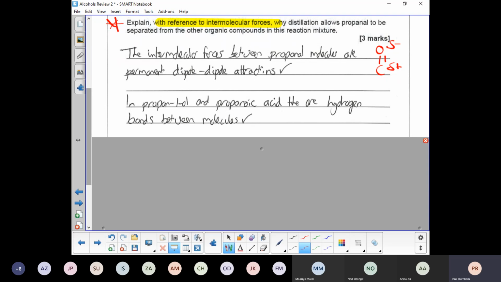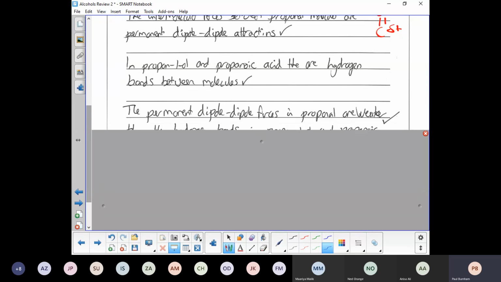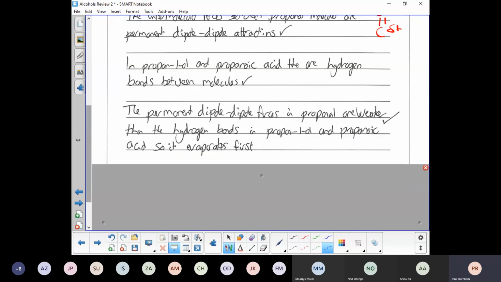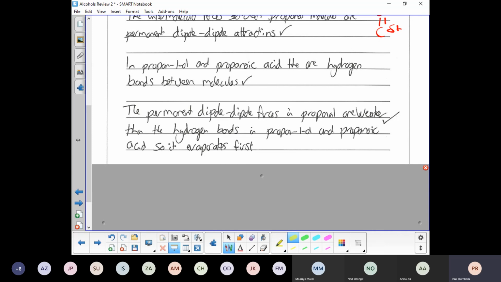Now, with 2 out of 3 marks here, I need to now comment on why propanol can be separated. Now I've identified my intermolecular forces, I need to make reference to their relative strength. It's quite a long sentence I've written here, but we're focused on the key part that the examiners would be looking for, and it's simply this. The intermolecular forces, so these permanent dipole-dipole forces in propanol, are weaker. That means they're going to be easier to break.